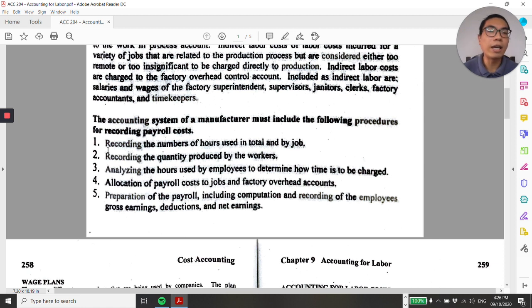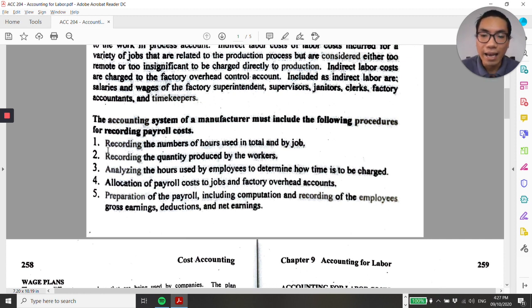Each labor cost, usually in a manual setup, has a corresponding document where the accountant could check what work was done by an employee. Aside from the number of hours or the logins and logouts of an employee, it is very relevant to identify the quantity produced by certain workers, particularly if the employee payout or the charging of labor cost is based on units of production.